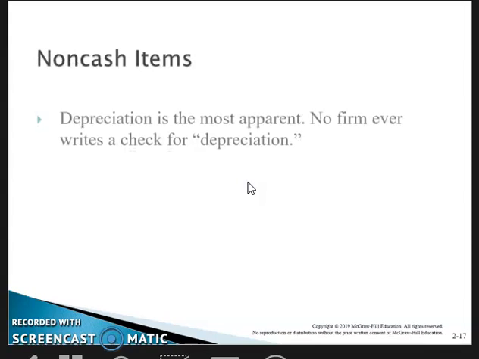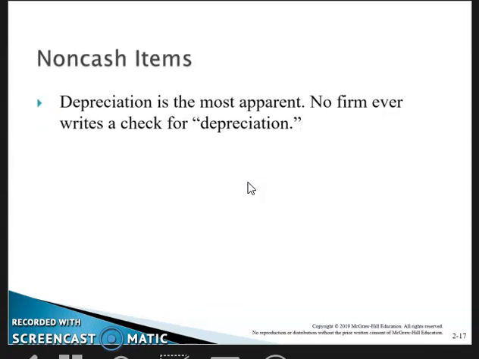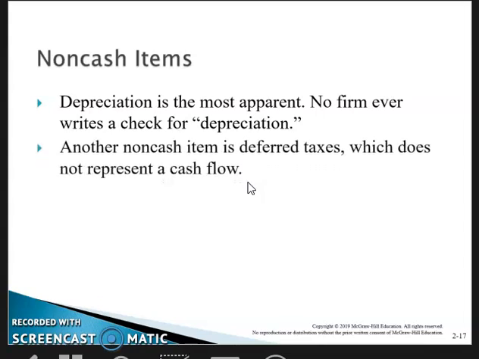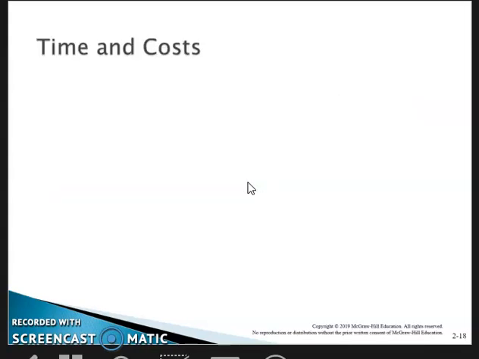Non-cash items. Depreciation is most apparent. Firms don't write a check for depreciation, but they recognize it in their income statement. Another non-cash item is deferred taxes. It doesn't represent a cash flow at this point in time. Thus, net income is not cash.